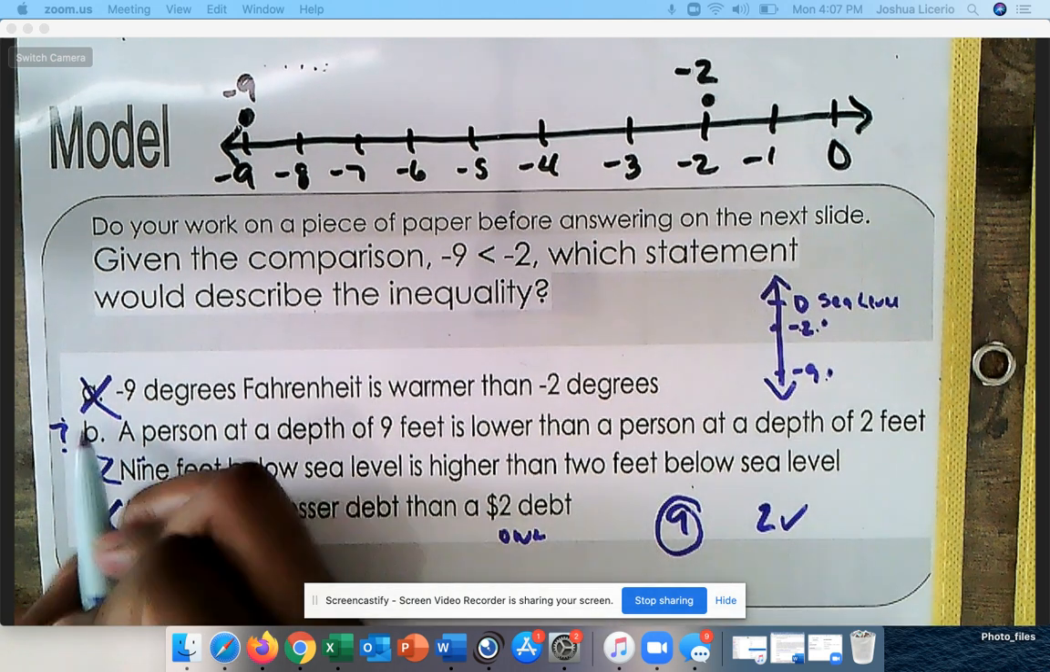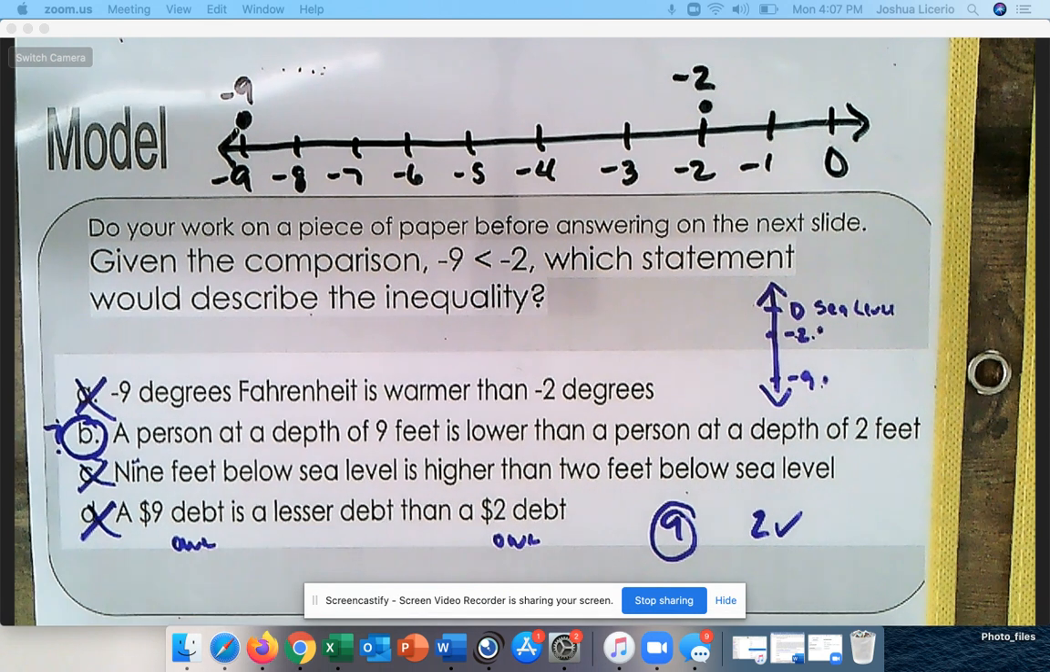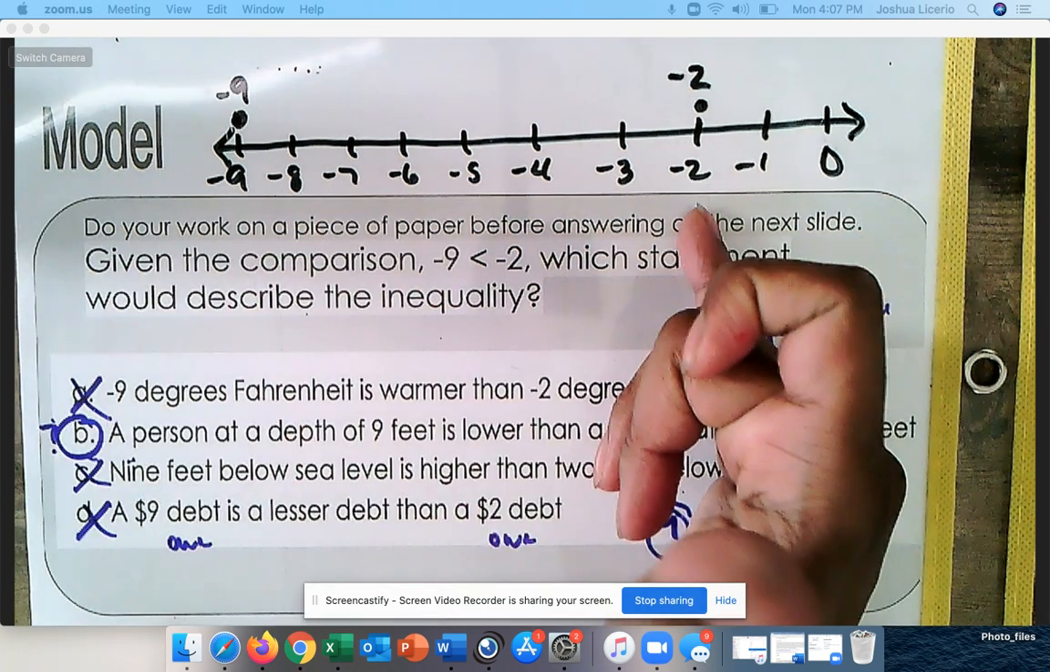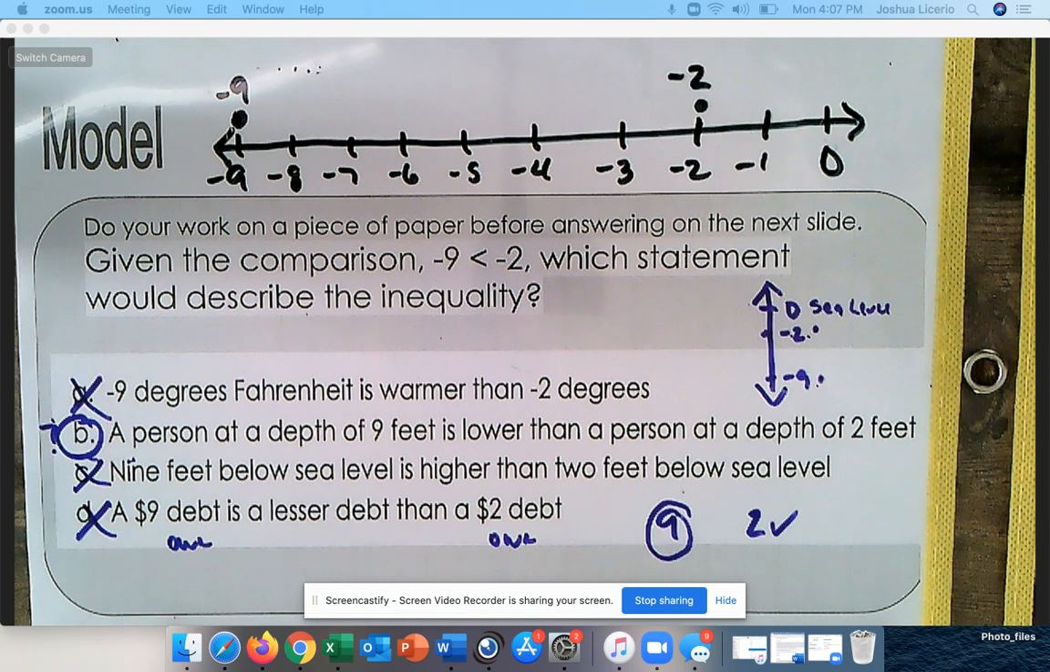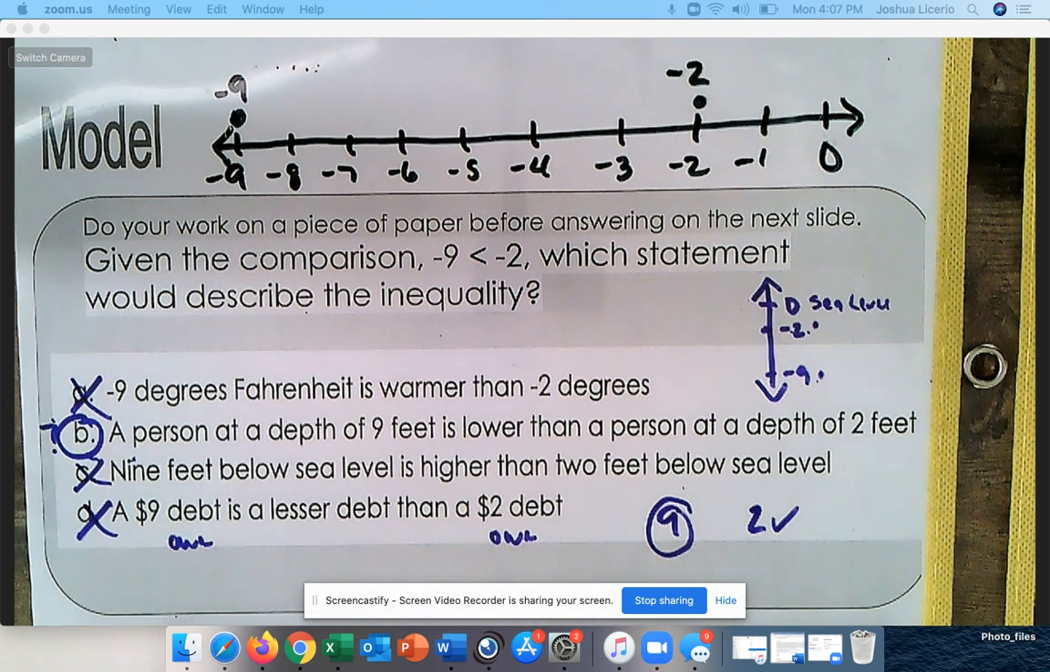So our only logical choice is B, and hopefully that's what you got. Remember, as I went through this, I was using my understanding of number lines. I was looking at what it was telling me in context, comparing it to what my number lines were already telling me to see if it made sense. There might be some issue in terms of the wording. Remember, a debt just means that you owe money. Elevation talks about how high or how low you are. Degrees Fahrenheit is talking about temperature.